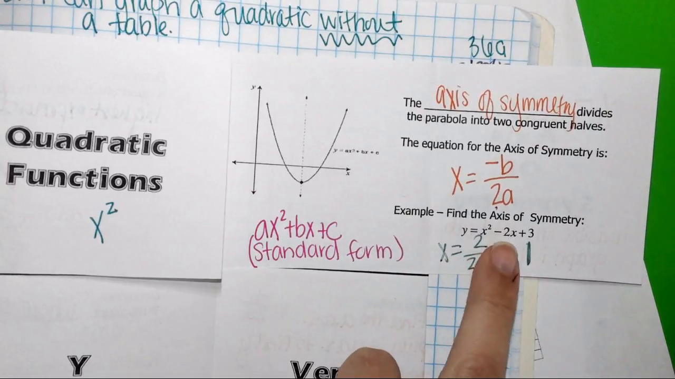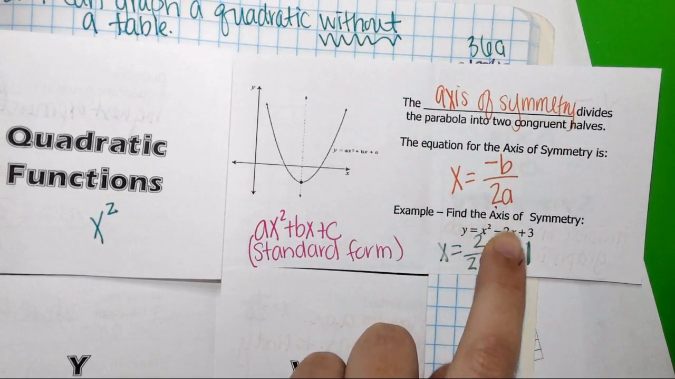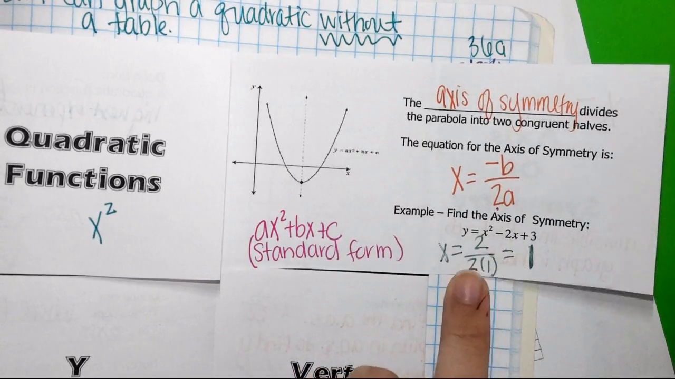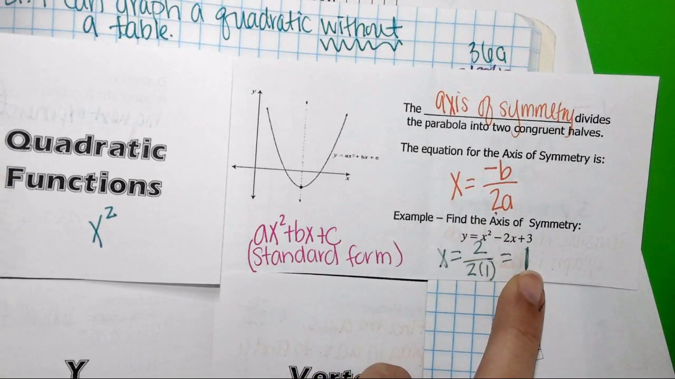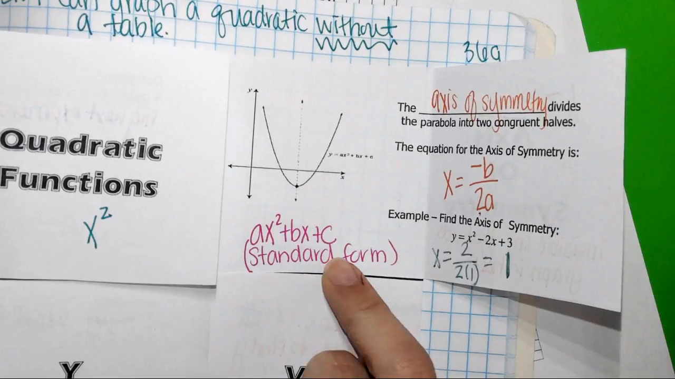All right. So we practiced that here. Now, negative b means the opposite of b. So our opposite of b here, the opposite of negative 2 is positive 2. So we did 2 divided by 2 times 1, and we got 1. And we use this when it's in standard form.